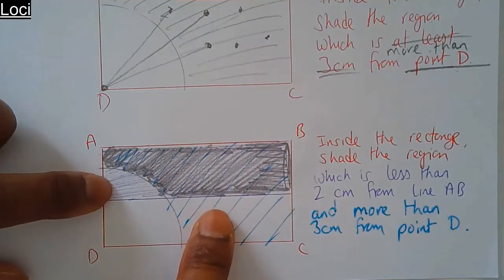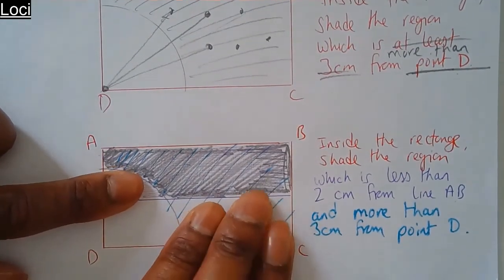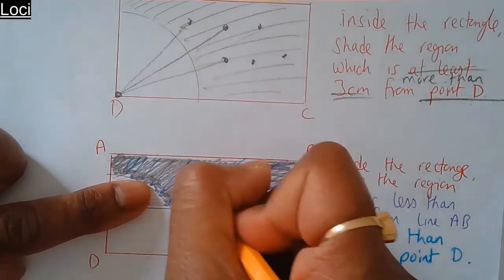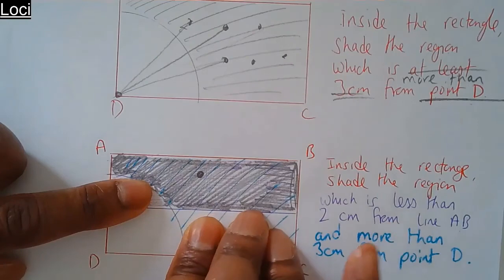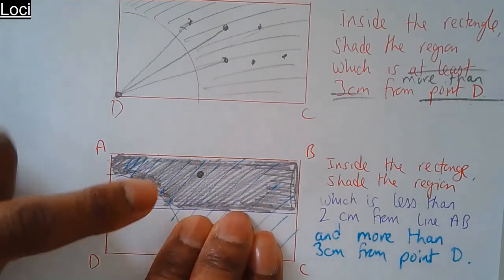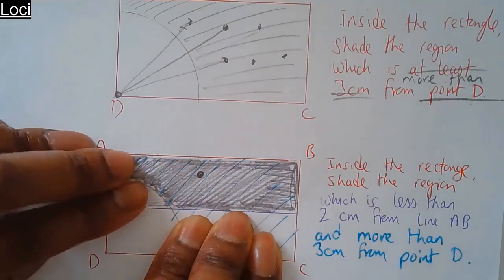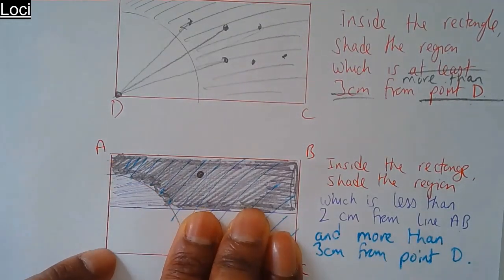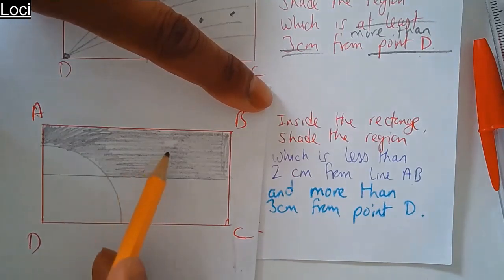So you'd rub this bit out. You did it in pencil, and you rub this purple bit out in pencil, and just keep that the way it is. There you go. That's the answer. So you can check. If I have a point here, for example, just check. Is it less than 2 centimeters from line AB? Yes, that dot there is way less than 2 centimeters from line AB. Check this one, is it more than 3 centimeters from point D? Yeah, it's more than 3 centimeters from this point here. So this is what the final answer should look like.